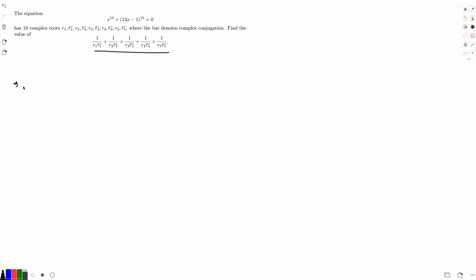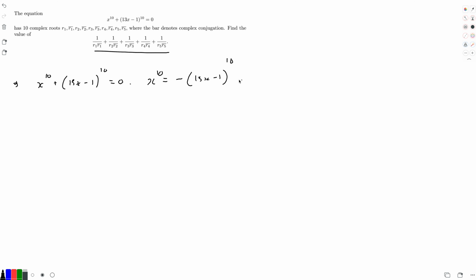Okay, so this is kind of daunting. So let's start first by finding the roots of this thing: x to the 10th plus (13x minus 1) raised to the 10th is equal to 0. Well, what I'm not going to do is expand (13x minus 1) raised to the 10th and hope for something convenient to happen, because that's just way too much work. Instead, I'll just do x to the 10th is equal to negative (13x minus 1) raised to power 10, right?